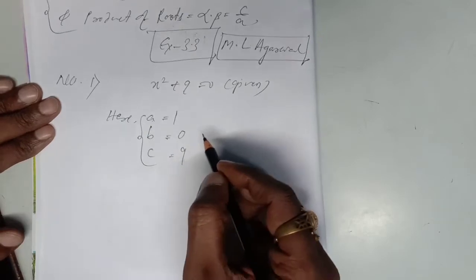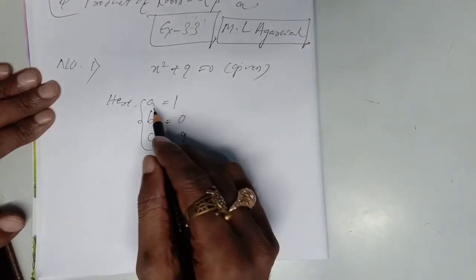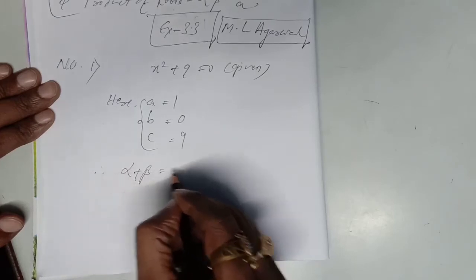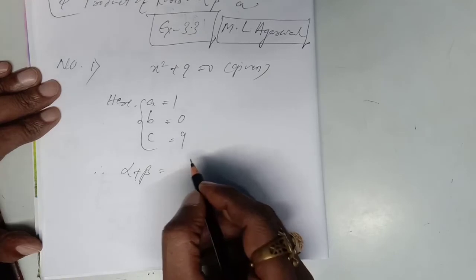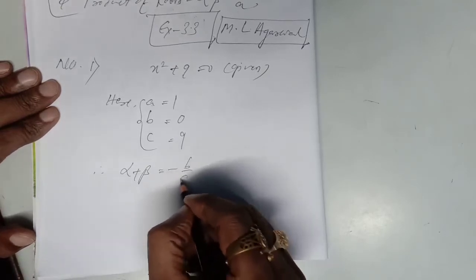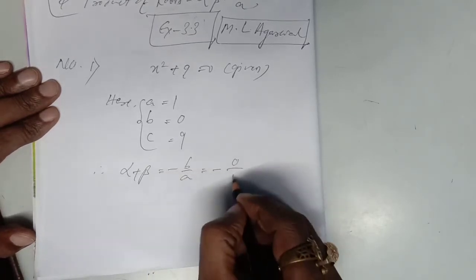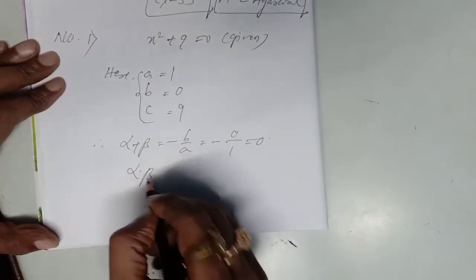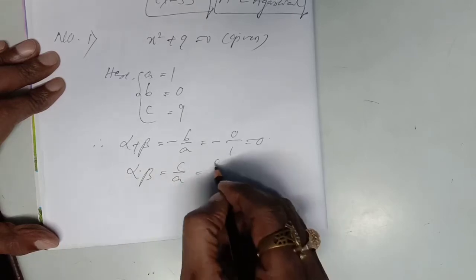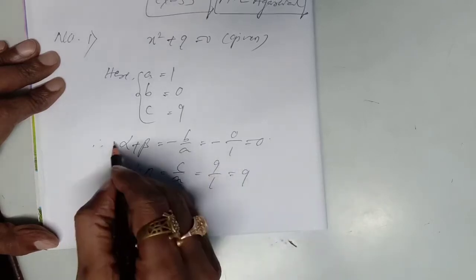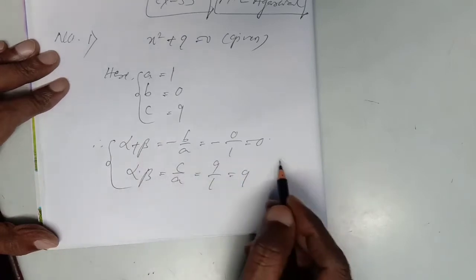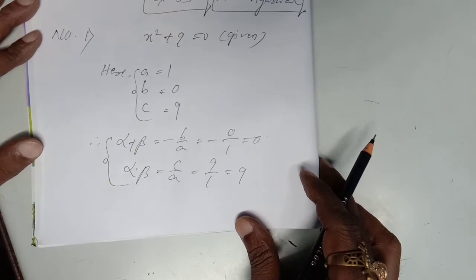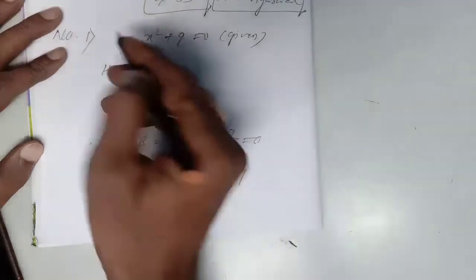After finding the values of a, b, c, you find the sum of the roots, alpha plus beta. The formula is minus b by a. What is the value of b? That is 0. 0 by 1, that is 0. Then alpha into beta, that is c by a. C is 9, so 9 by 1 is equal to 9. This is the way of finding alpha plus beta and alpha into beta from the given equation. This is number 1, first part completed.